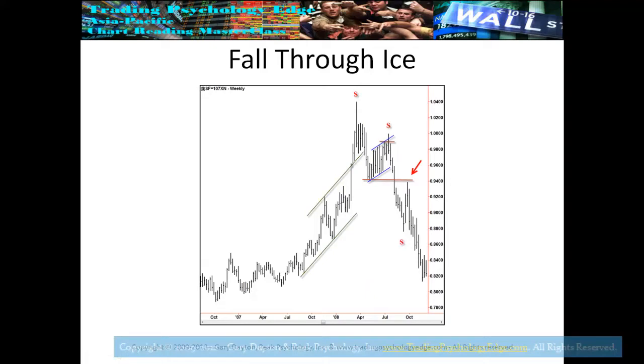Here's another example on the Swiss franc on the weekly chart. Clearly overbought in this trend channel, a buying climax if ever there was one. Parabolic, straight up. We don't have the volume on here, but certainly you can see it. And then we go into a trading range here. We get that upthrust, fall through the ice, that sign of weakness, and then we rally back up, and there's the spot to take the trade. Okay.